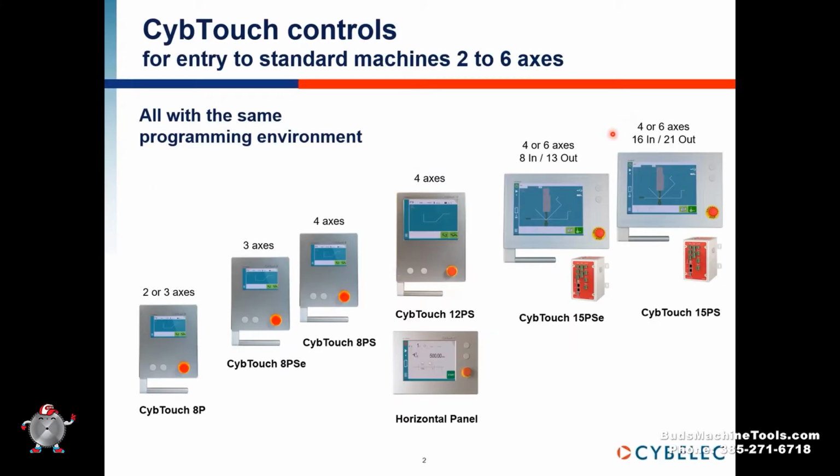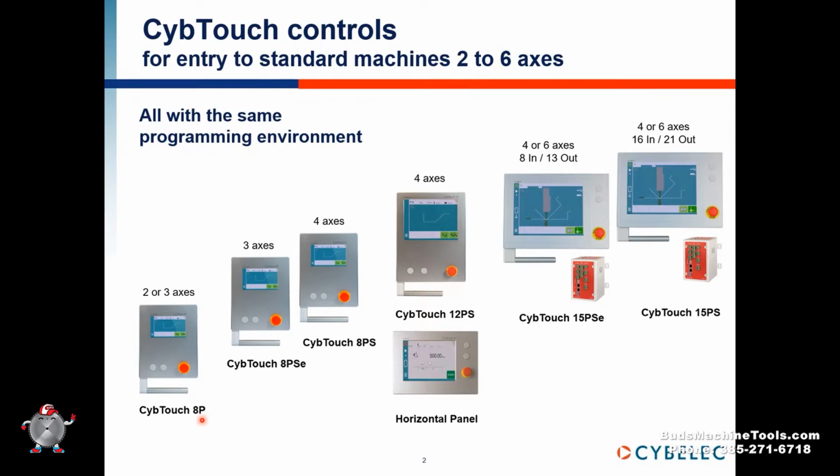This is the complete range of our Cybtouch controller. We start from the bottom here with the Cybtouch 8P. P in the Cybelec language is used for conventional machines. Those machines are not synchronized, which means they don't have Y1, Y2. They have mechanical stops.